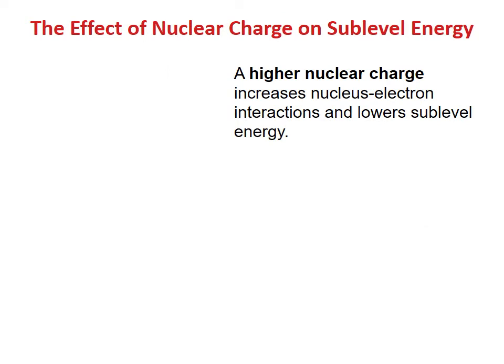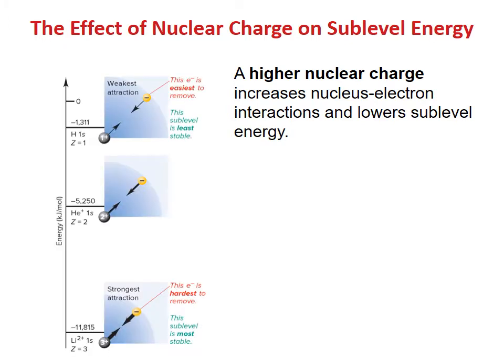A higher nuclear charge increases nucleus-electron interactions and lowers sublevel energy. Let's compare an electron in the 1s orbital in hydrogen, in helium ion, and in lithium 2+ ion. It takes about 1,311 kilojoules per mole of energy to remove an electron in the 1s orbital from hydrogen. On the other hand, it takes about 5 times the energy to remove an electron from the 1s orbital of helium ion.